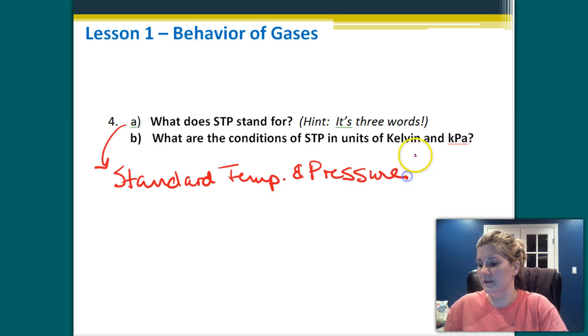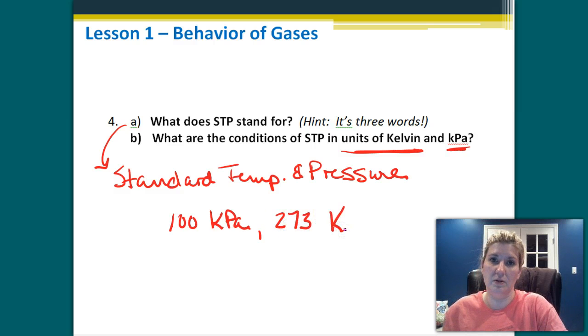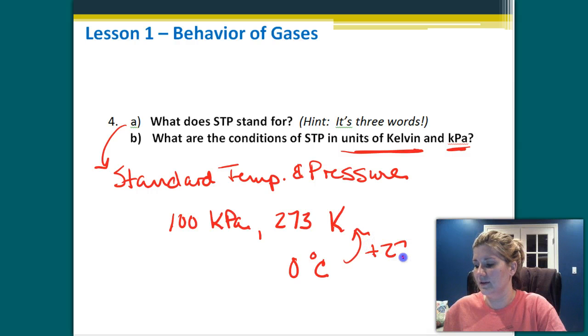And those units in Kelvin and kilopascals are 100 kilopascals and 273 Kelvin. Now, of course, you may have learned this and committed to memory in the stoichiometry unit that was equal to 0 degrees C. But you'll recall that the conversion from Celsius to Kelvin is to add 273. So that's something you're going to be responsible for on this unit test, is knowing that conversion.